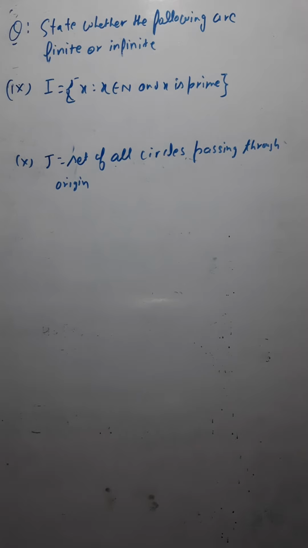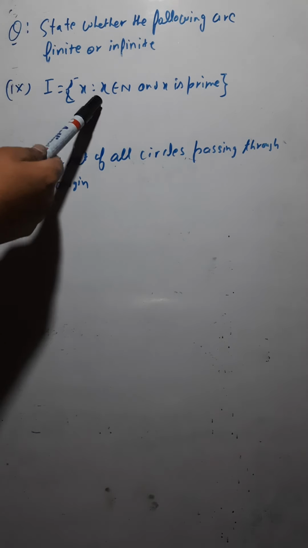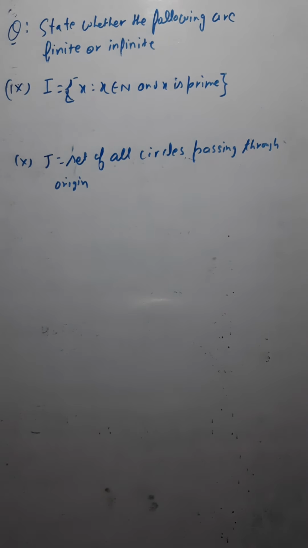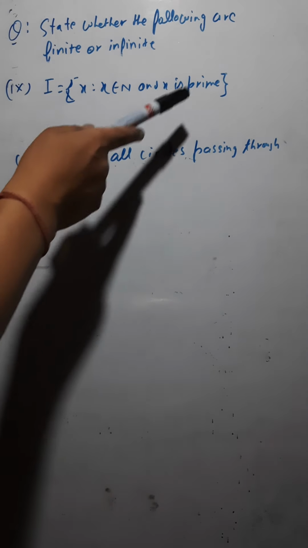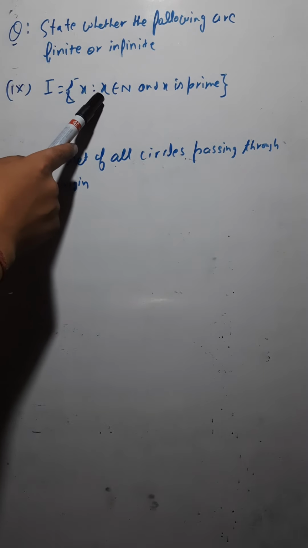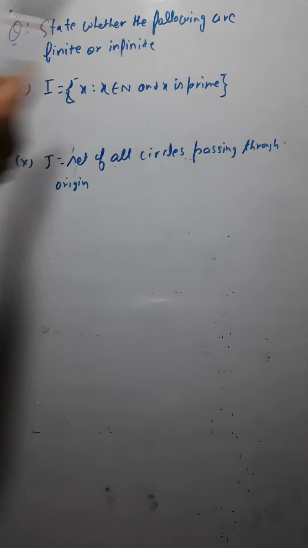Now a few more questions are here. Now the next is, you have a set I, and the set I contains all the elements that belong to the natural numbers, and x should be prime. Means there are many natural numbers. So among all the natural numbers there are many prime numbers, isn't it? Are you getting? Means the x belongs to the set of natural numbers, and those natural numbers you are to take which are prime numbers.